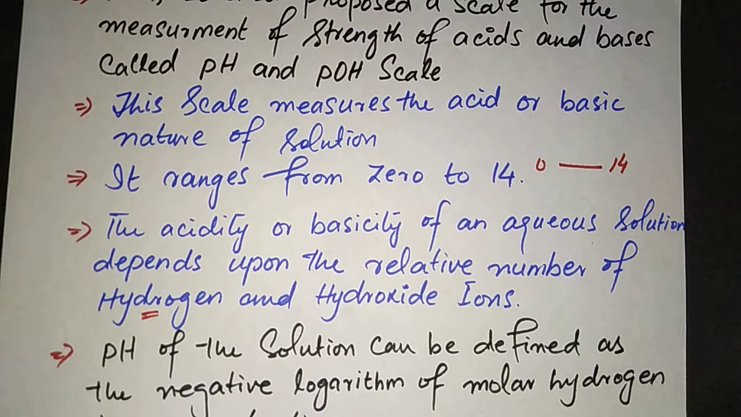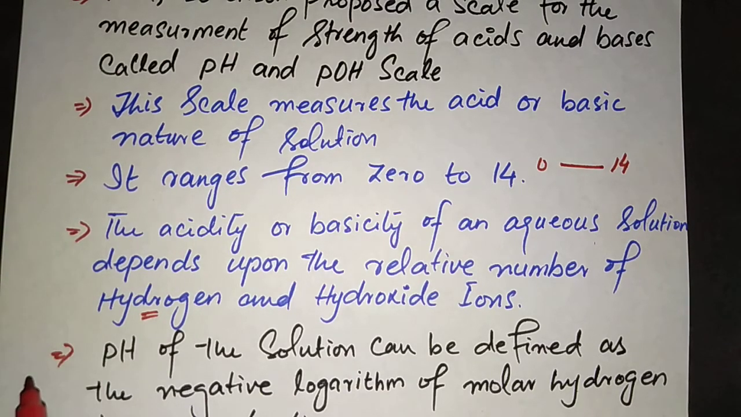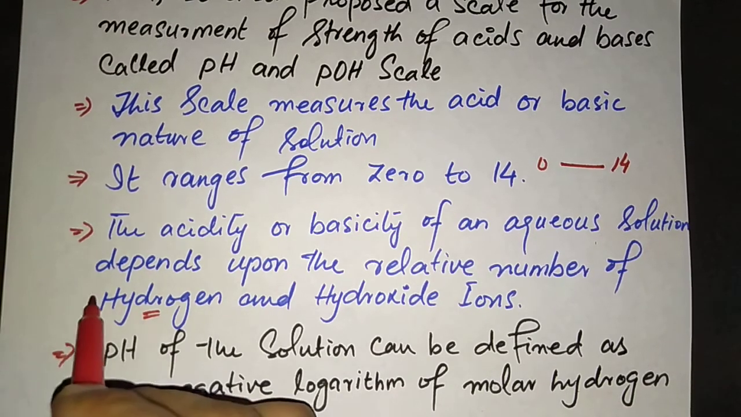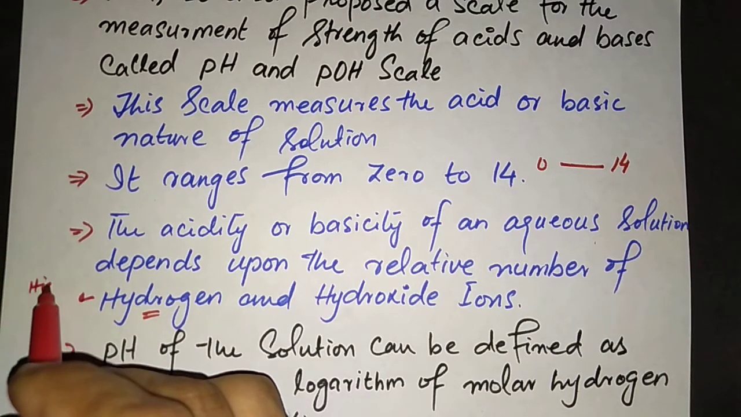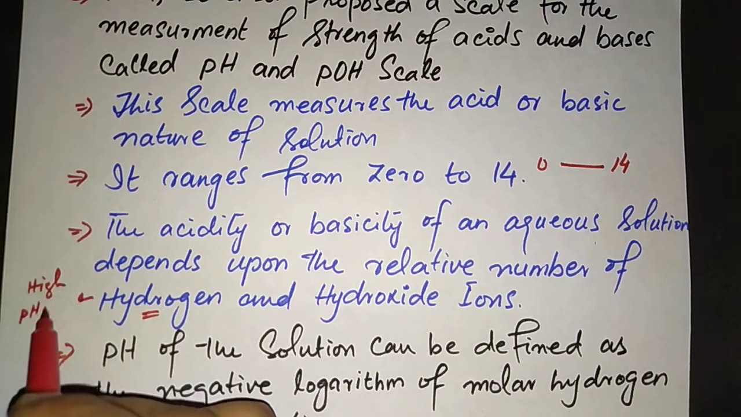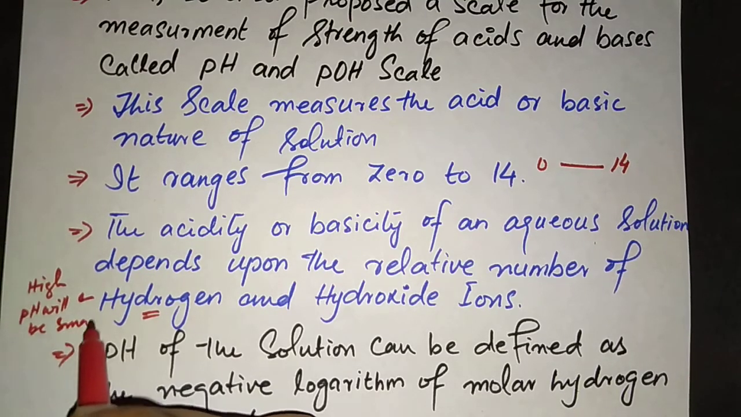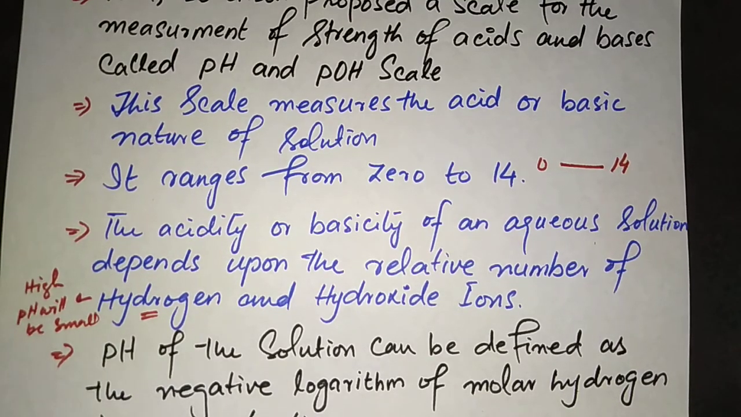If the number of hydrogen ions is high, it means the pH will be low, and the acidic nature of the solution will be high. If the hydrogen ion concentration is high, which means the pH will be a small number, and if the pH is a small number, it shows us the strong acid's nature.